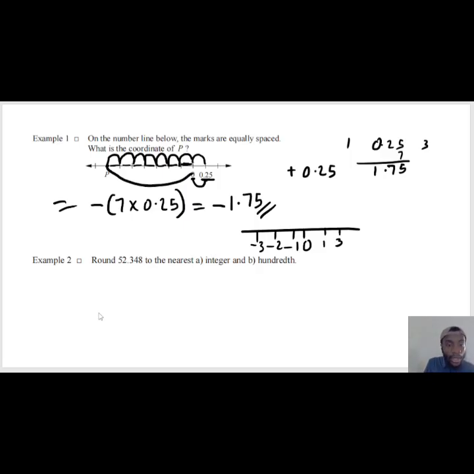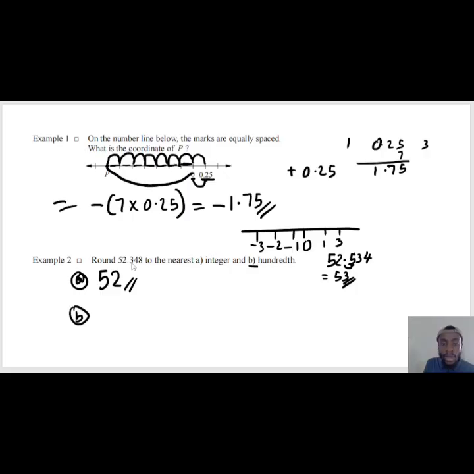The next question says, round this to the nearest integer. So this one is basic. So question A, nearest integer. This number is closest to which whole number? So my answer is obviously 52. That's the answer. If the question were to be 52.534, now because the number after the decimal point is 5, which is not less than 5, the answer would have been 53 in this case. Why? Because I'll change this one to 1 and add it to this. So 53. That's the answer.